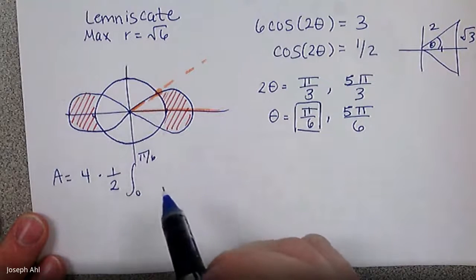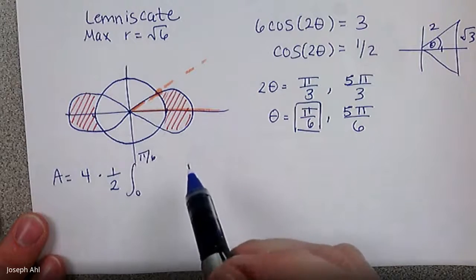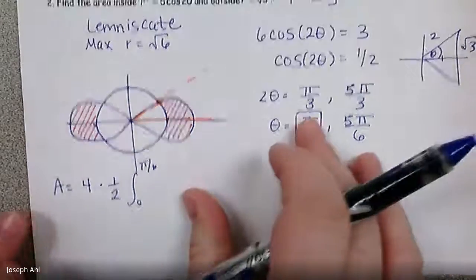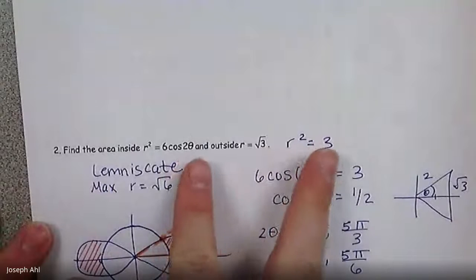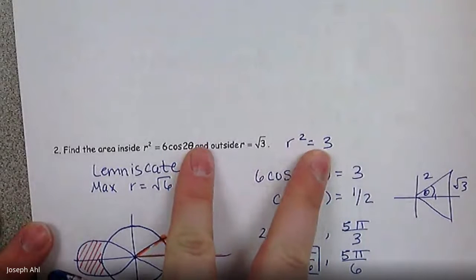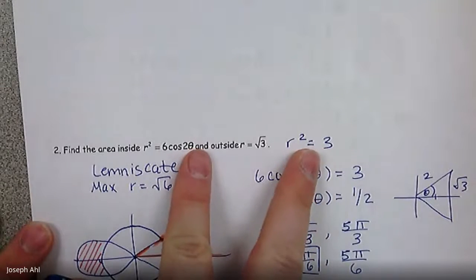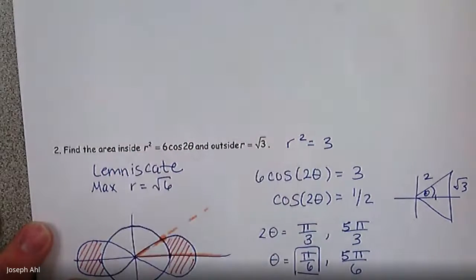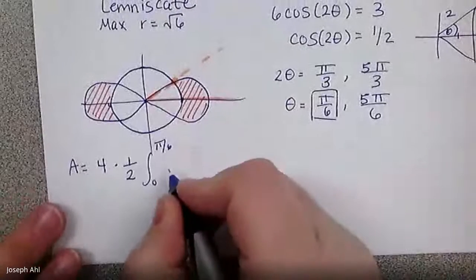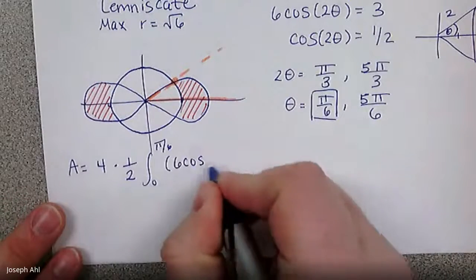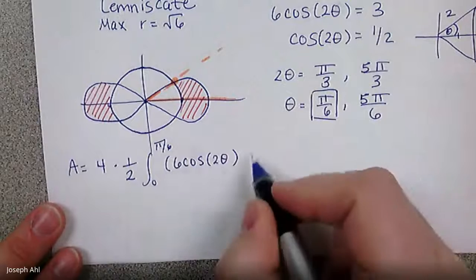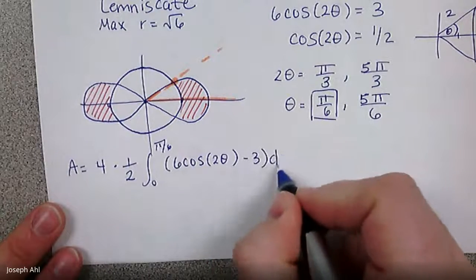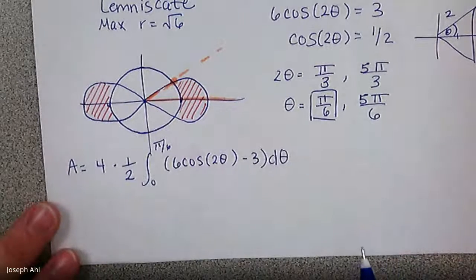And remember that when we plug this in, it's really f of theta squared minus the other f of theta squared. Notice how we already have the squared equations. So that's going to feel a little bit different here: when I plug this in, I'm not squaring these because they've already been squared. So it's just going to be 6 cos 2 theta, and then after that, minus 3 d theta.